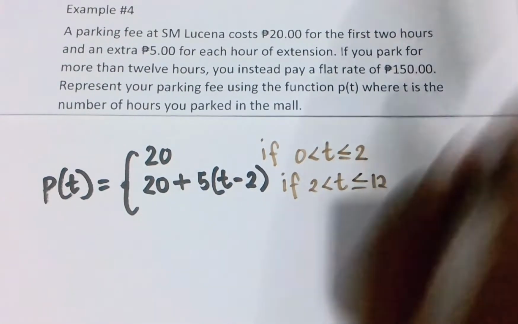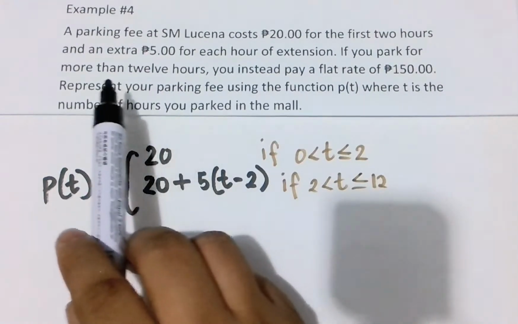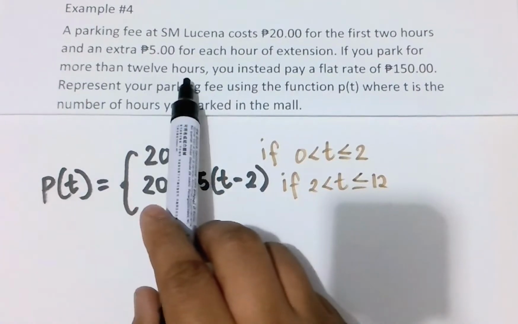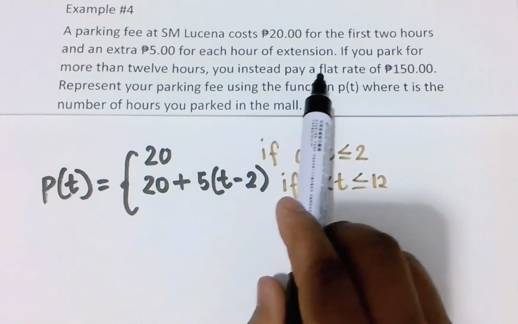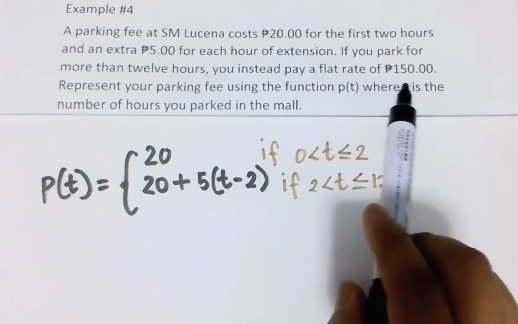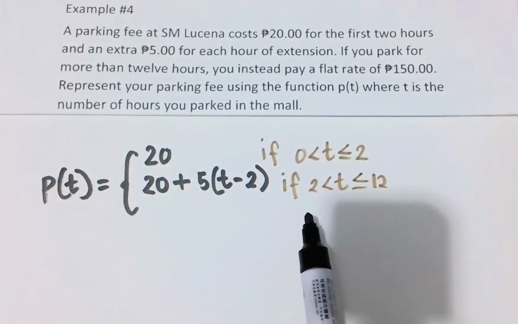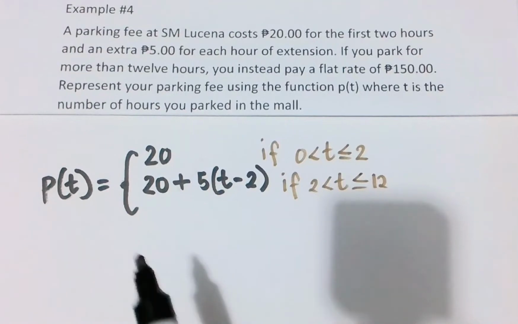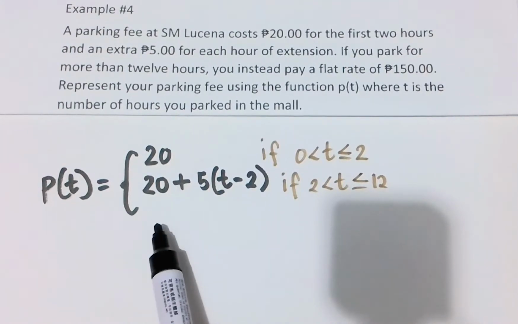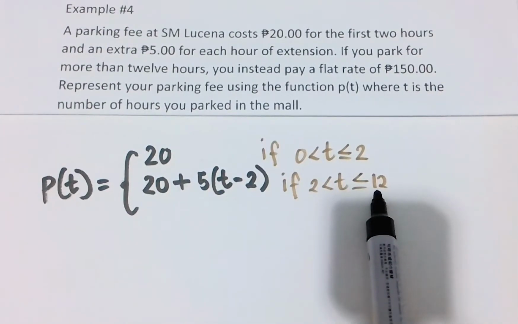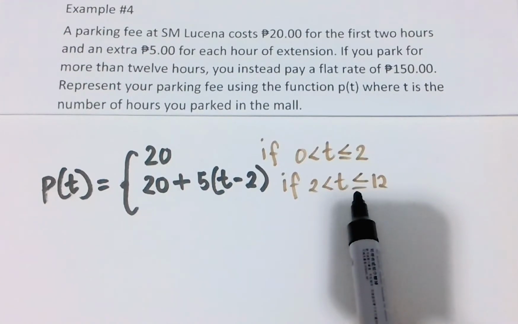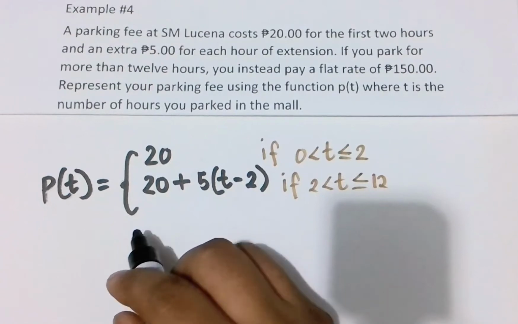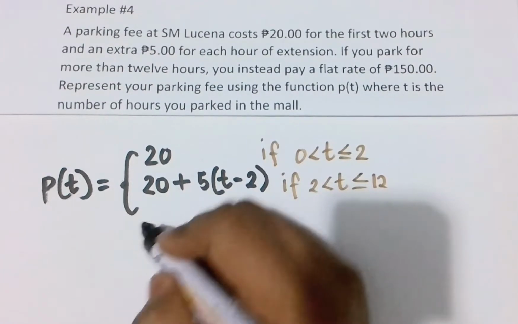Okay. Saan ang galing yung 12? Bakit may 12 tayo doon? Kasi sa third condition, sinabi doon, if you park for more than 12 hours, you instead pay a flat rate of 150 pesos. So, ibig sabihin, pag more than 12 hours, iba na yung magiging parking fee niya. So, ibig sabihin, yung 12 hours na to, pasok pa siya sa second condition. Okay? So, our third function here is 150.